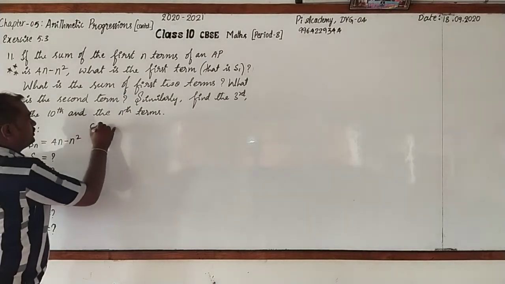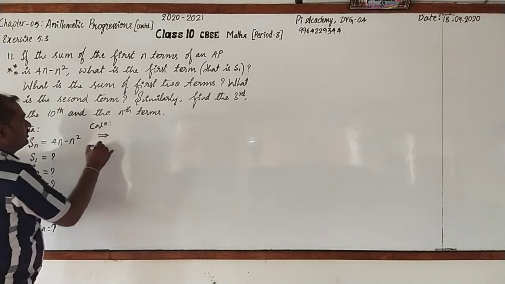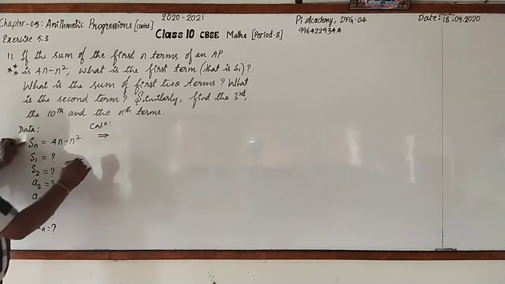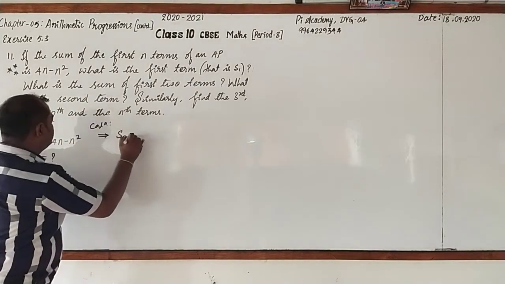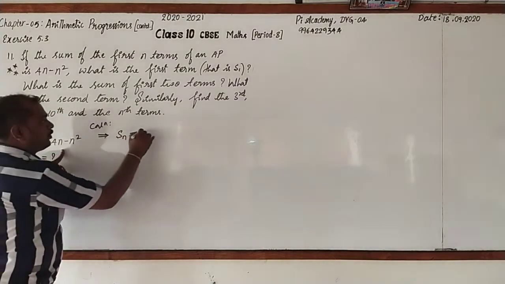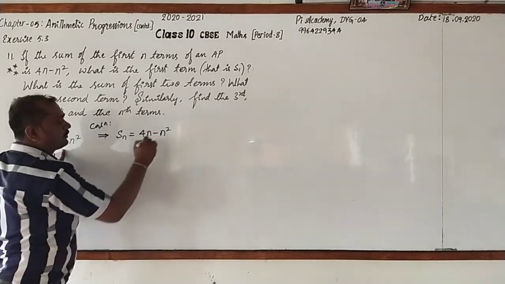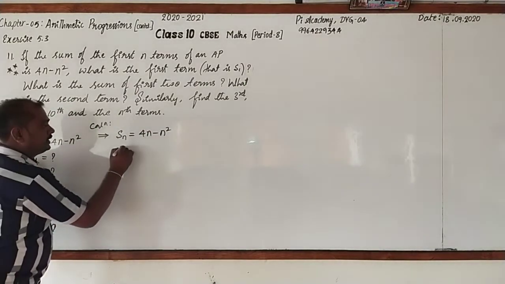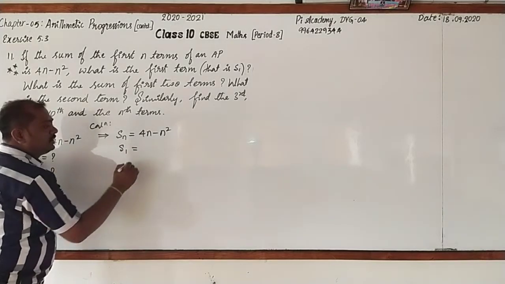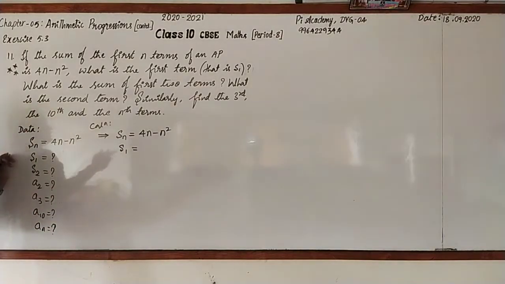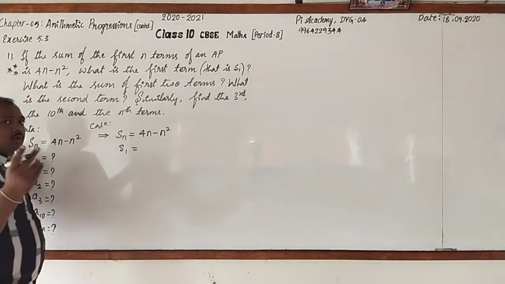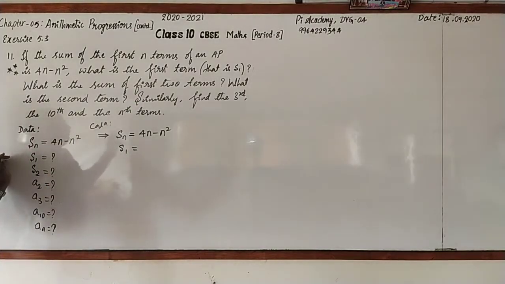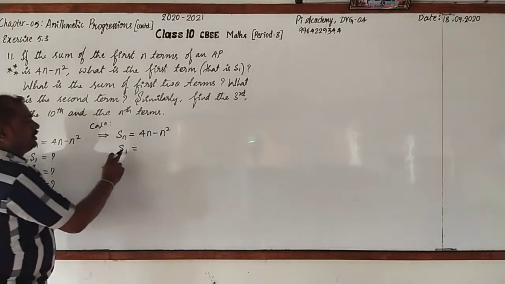Yes. Write with me. Calculation. First let us write the given statement. The sum of n terms of an AP is 4n minus n square. Then find out the first term. It is S1. S1 is nothing but the first term. You cannot say the sum of first terms, because to add or to find the sum, minimum we need two terms.